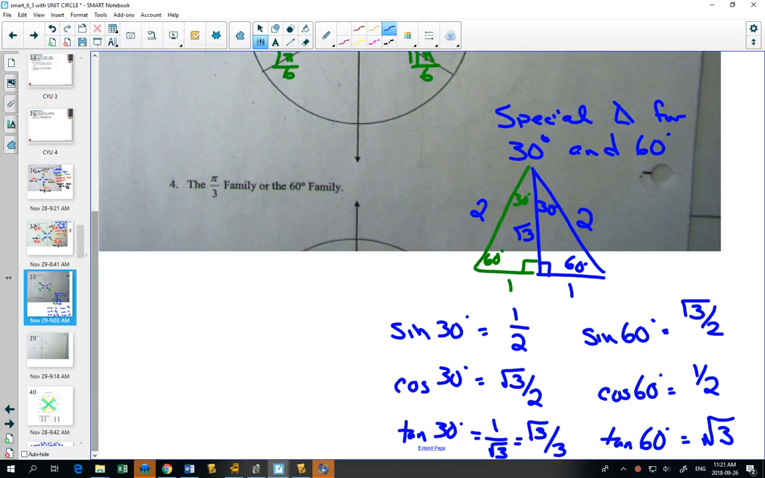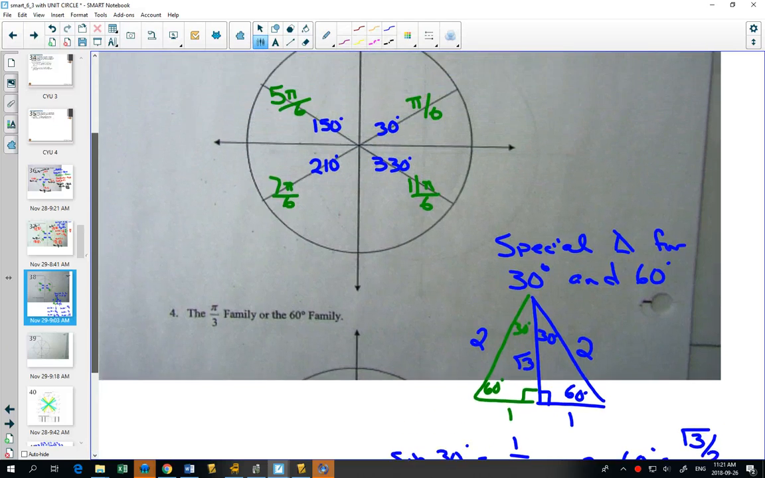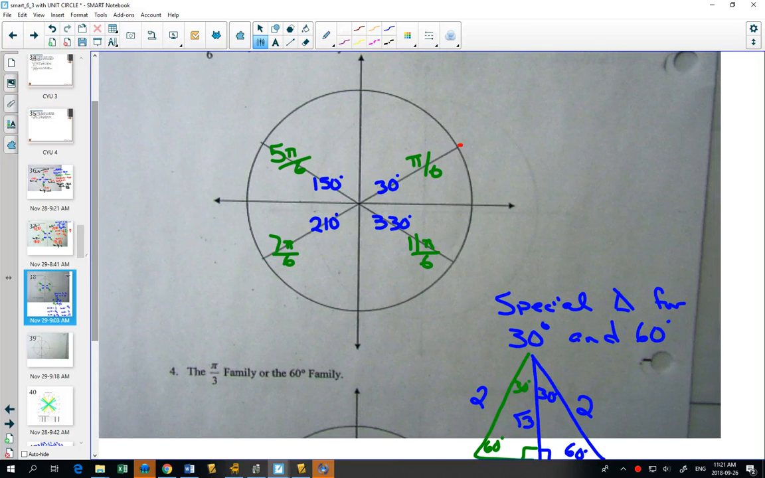So with that special triangle, we can now go to our 30-degree circle, label our points on the unit circle where the reference angle is 30 degrees, and say, what is cos of 30 degrees?